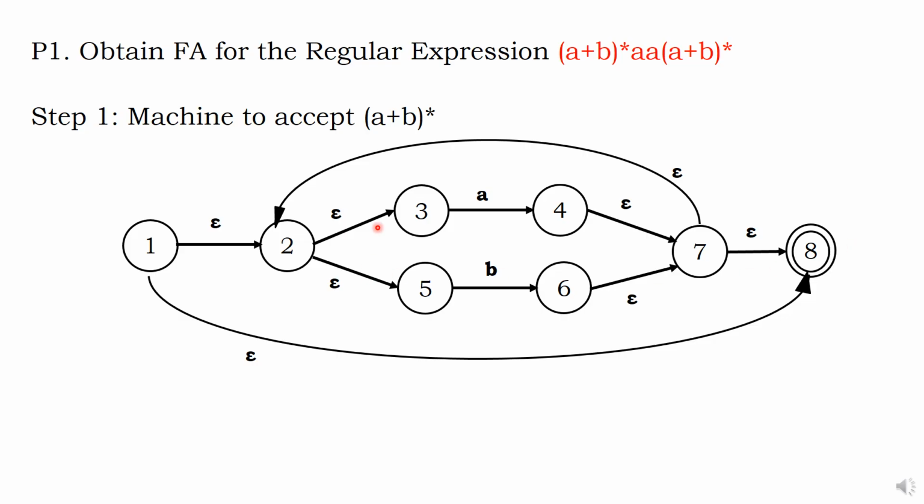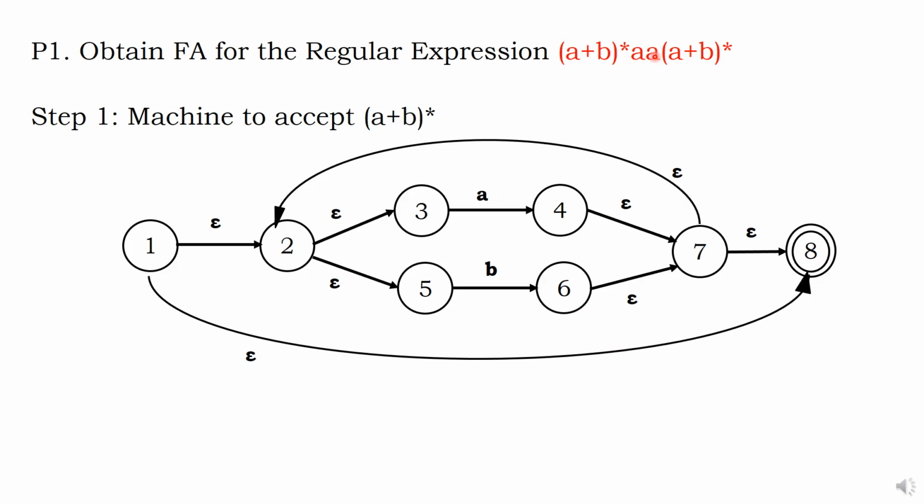Now what this indicates? A plus B. My advice, you draw empty circles, then you start 1, 2, 3, 4, 5, 6, 7, 8. Or A, B, C, D, E, F, G, H. Or Q0, Q1, Q2, Q3, Q4, whatever may be, as per your wish. Ready? Sir, A plus B star is over.